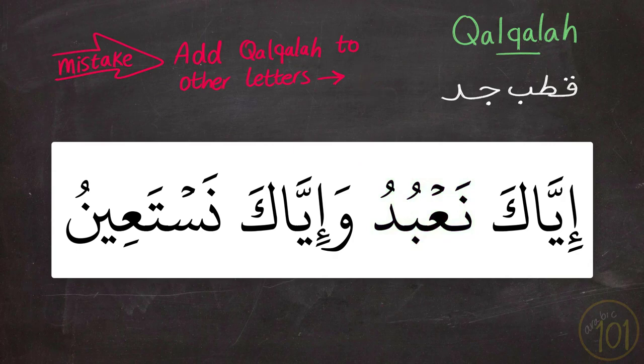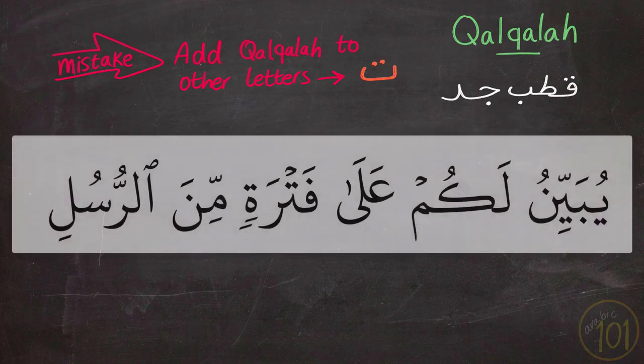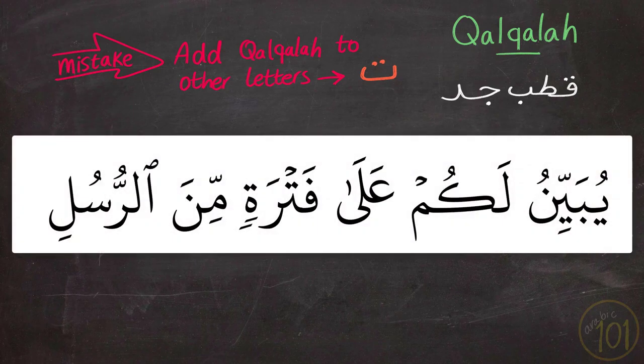نَسْتَعِينُ. Another mistake related to adding Qalqalah to letters other than the 5 is adding it in the middle of the word on a ta that has sukoon on top. Like in this example. يُبَيِّنُ لَكُمْ عَلَى فَتَرَةٍ مِّنَ الرُّسُلِ. So, فَتَرَةٍ is a mistake, and it should sound like this. يُبَيِّنُ لَكُمْ عَلَى فَتْرَةٍ مِّنَ الرُّسُلِ.